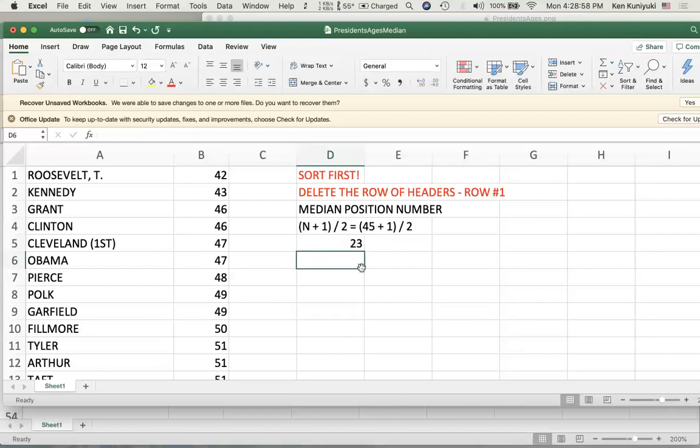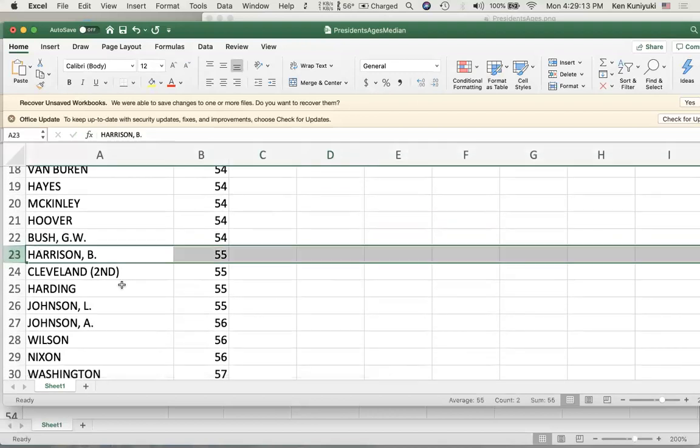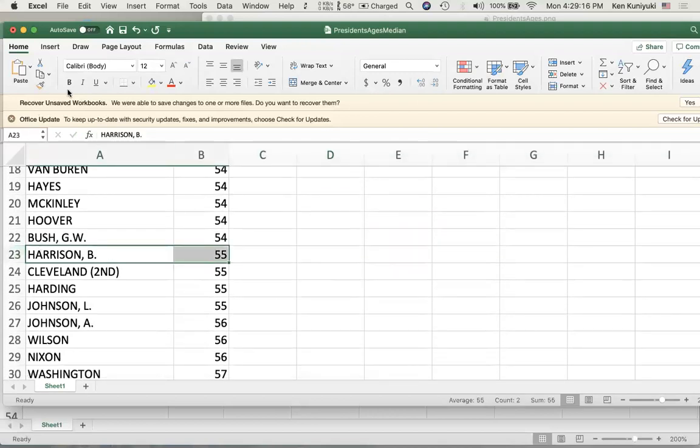We have 45 data values here. The median position number is given by this formula, n plus 1 all over 2. 45 plus 1 is 46. Divide that by 2, you get 23, which means that we go to row number 23. Row number 23, Benjamin Harrison, who was, lo and behold, 55 years old.